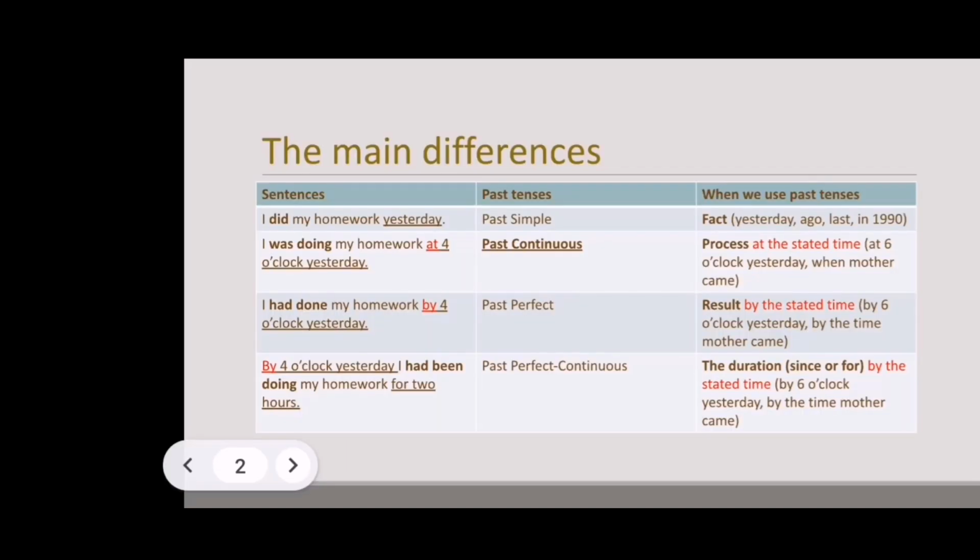Do you remember this table? I hope you do. If not, you should return to lesson number 8, where I give you a lot of explanation about this table. So today another tense is underlined, past continuous, and this tense shows us the action in a process at a stated time. For example, I was doing my homework at 4 o'clock yesterday. At 4 o'clock yesterday, at 6 o'clock yesterday, when mother came, when the rain started. I was doing: to be plus the verb in ing form.